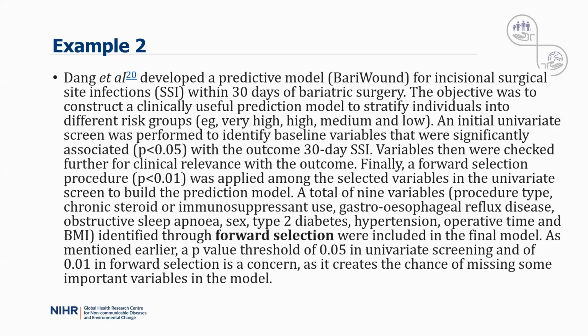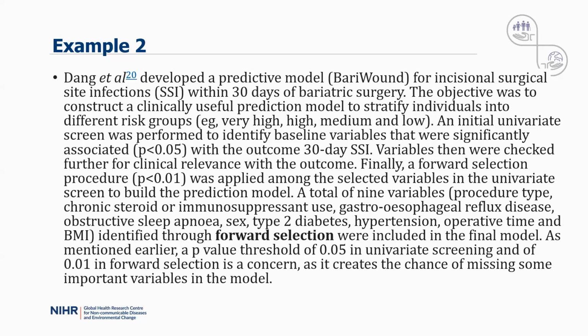Variables that were checked further for clinical relevance with the outcome. Finally, a forward selection procedure with a P of less than 0.01. Now, this is even more stringent than 0.05, was applied among the selected variables in the univariate screen to build the prediction model. A total of 9 variables.